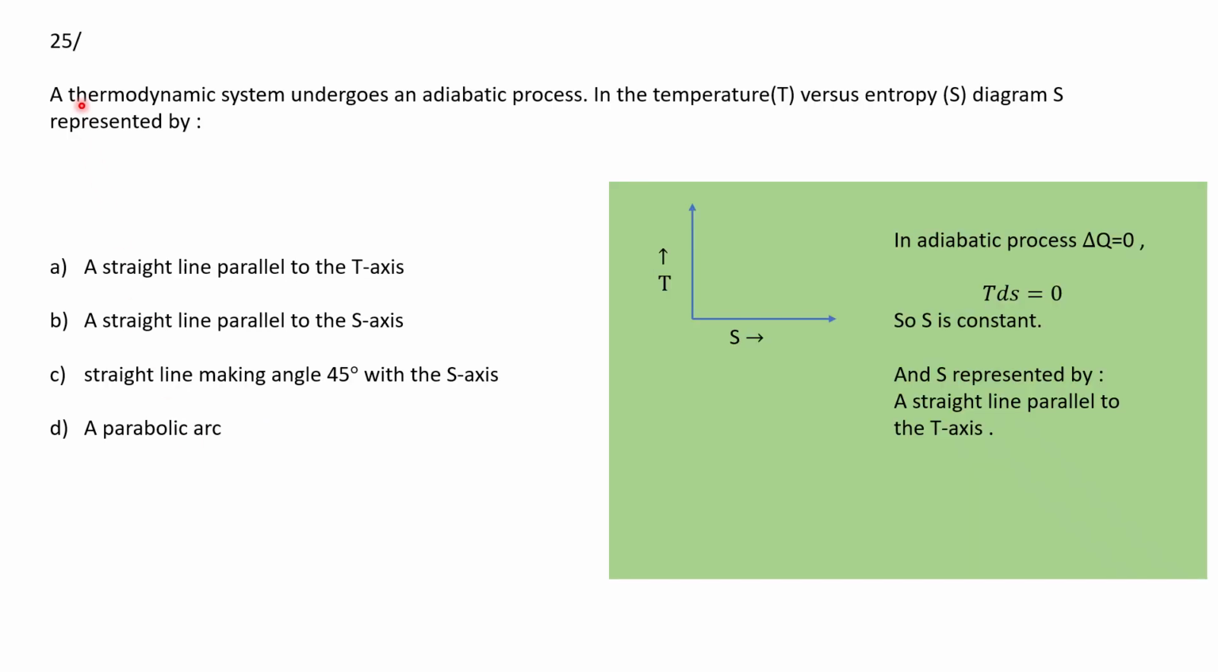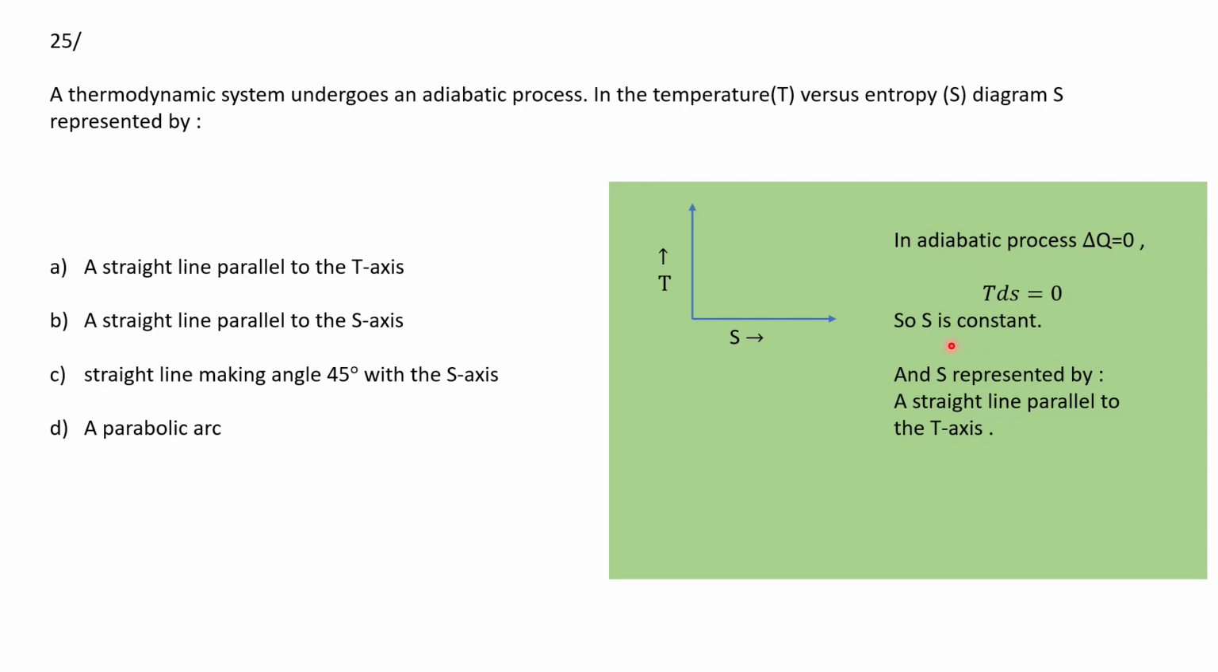Then, a thermodynamic system undergoes an adiabatic process. In a temperature T versus entropy S diagram, it is represented by the options: a straight line parallel to the T axis, a straight line parallel to the S axis, a straight line making an angle of 45 degrees with the S axis, and a parabolic arc. So here it is asking about the adiabatic process, and we know that in an adiabatic process delta Q, that is the change in heat energy, equals 0. Again we know that delta Q can be written as TdS. So TdS will be 0. That means here S is constant.